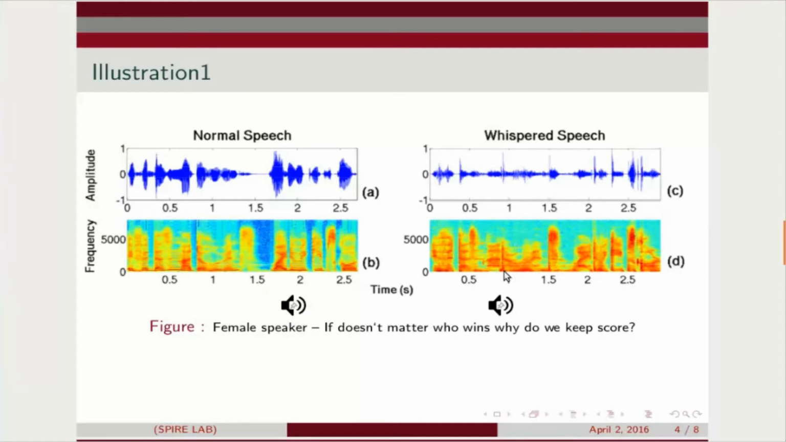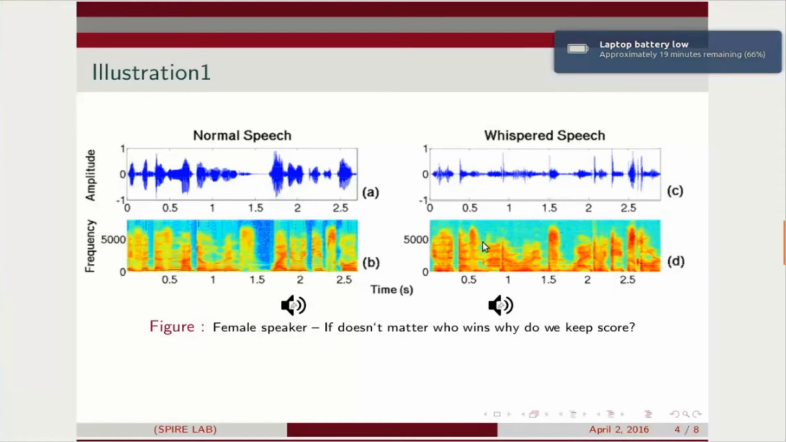I hope you were able to perceive the differences. In the time domain, as well as in the frequency domain, we can see that there are significant differences between the two types of speech.